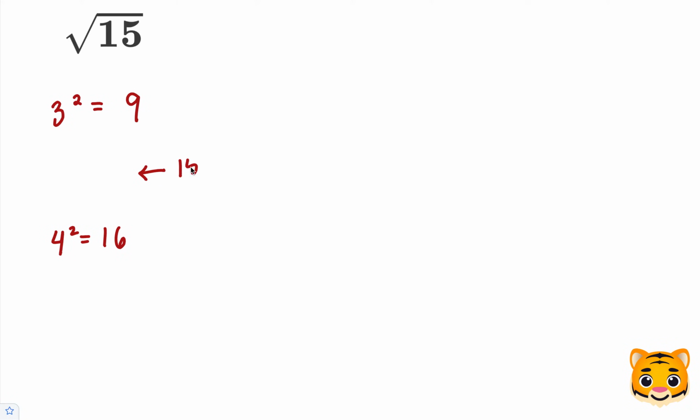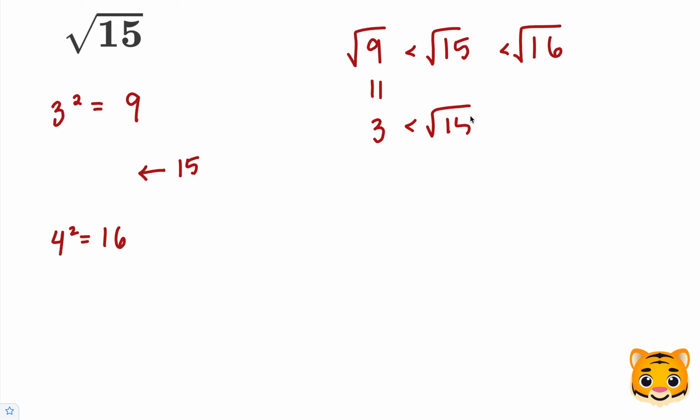We can see that 15 lies between 9 and 16, and we'll use this information to write the following inequality. 9 is less than 15, which is less than 16. Now we can take the square root of all of these values. The square root of 9 will be equal to 3, while the square root of 16 is equal to 4.